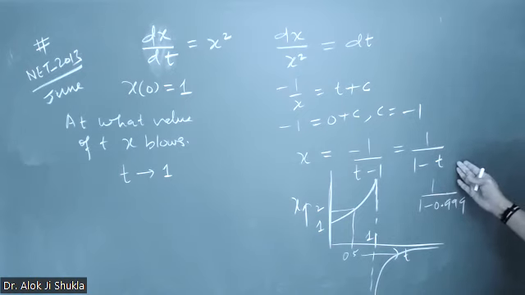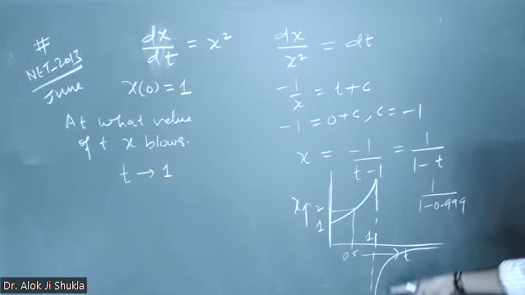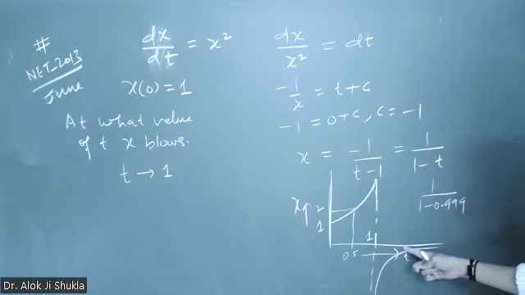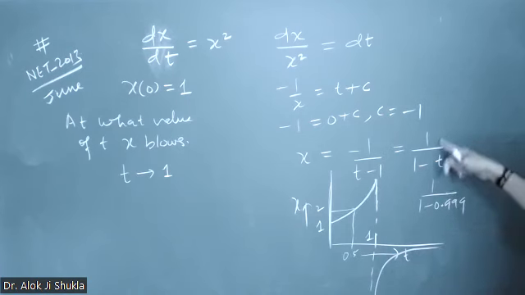And as soon as you cross 1, as you cross 1, this term will become negative. So it will start from a large negative value, and as t approaches infinity, a very large value, because it is in the denominator, the value will become 0. Okay?